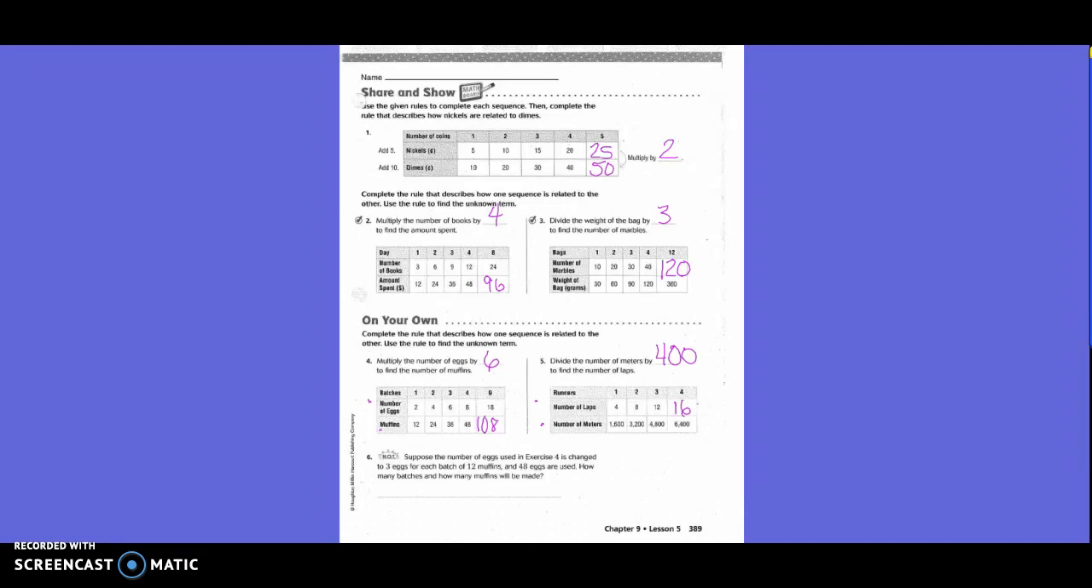Suppose the number of eggs used in exercise 4 is changed to 3 eggs for each batch of 12 muffins, and 48 eggs are used. How many batches and how many muffins will be made?